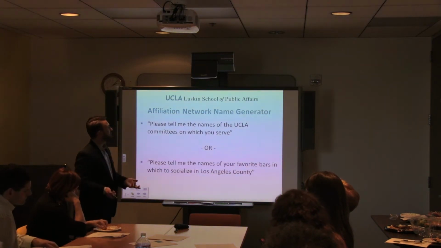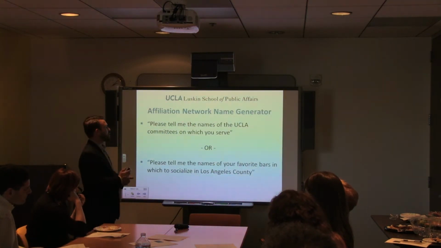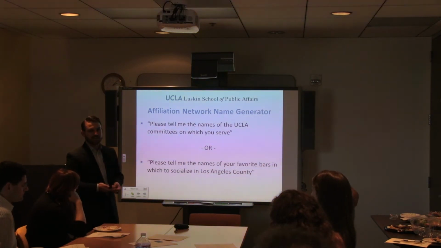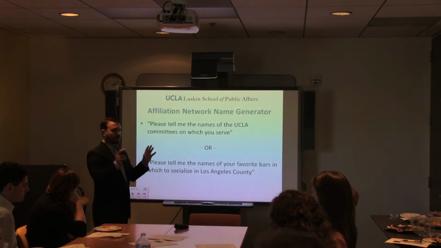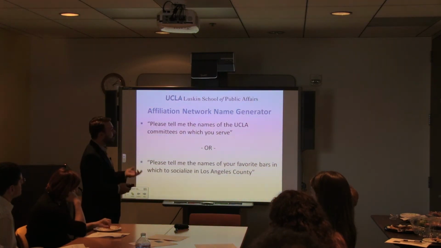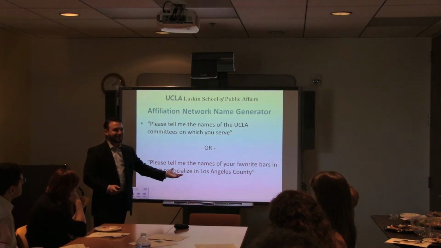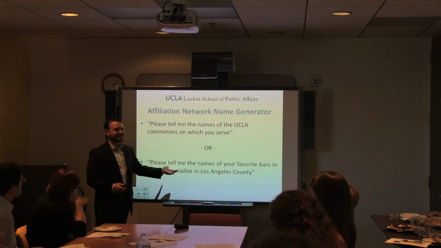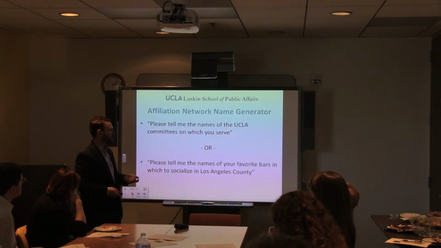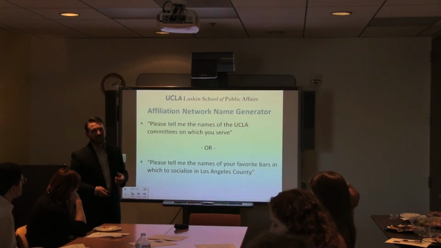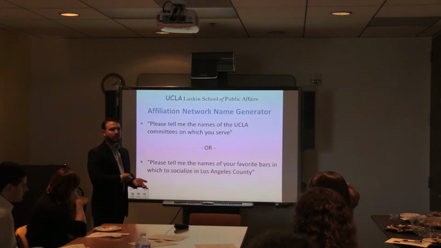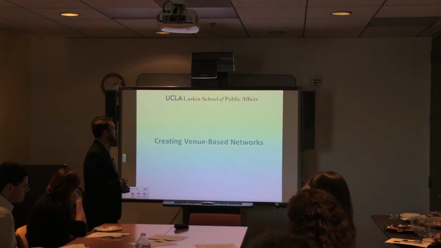An example of an affiliation network name generator might be something like, please tell me the names of the UCLA committees on which you serve. Then we could create a network of committees that are connected by shared membership across those committees. Or, aligned with the topic of this talk, please tell me the names of your favorite bars in which to socialize in Los Angeles County. So instead of asking about a membership group, we can ask about a social space.